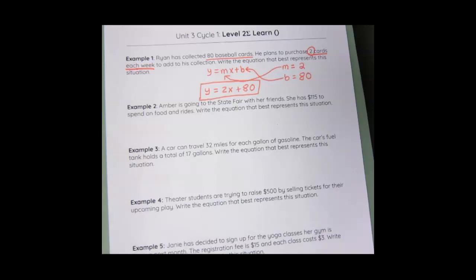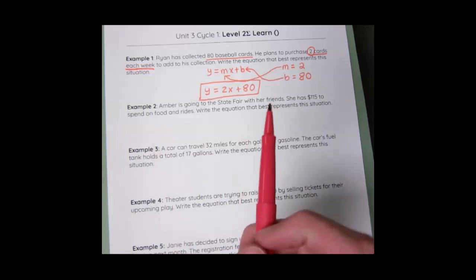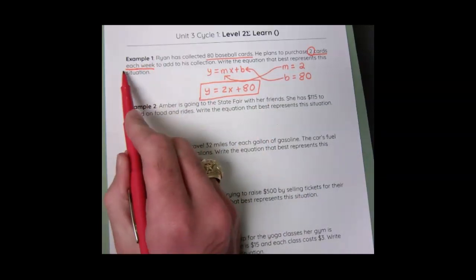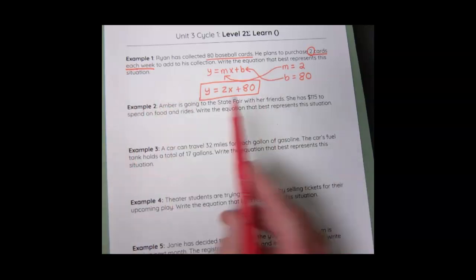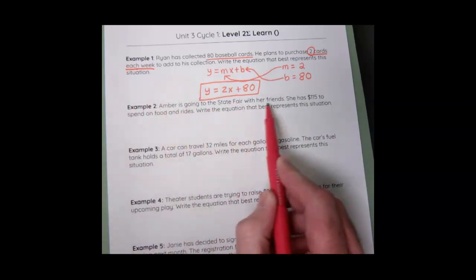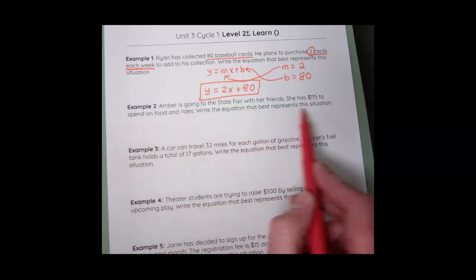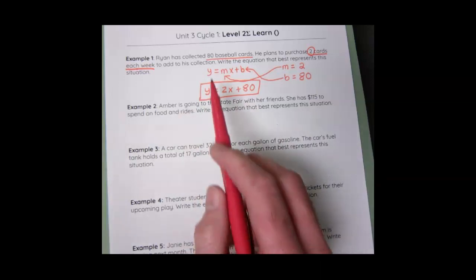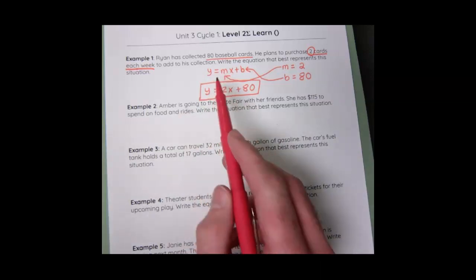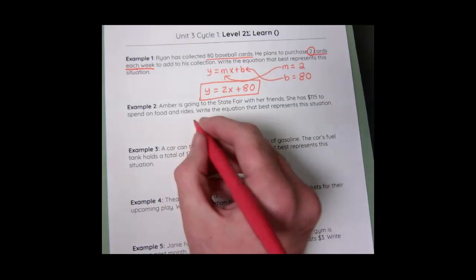Now, to take a look at example 2. So example 2, we are going to look to see if we have words like each, or start, or every. Amber is going to the state fair with her friend. She has $115 to spend on food and rides. Write the equation that best represents this situation. Well, I don't see any words that would indicate I'm using slope-intercept form. So that means I'm using standard form. AX plus BY equals C.